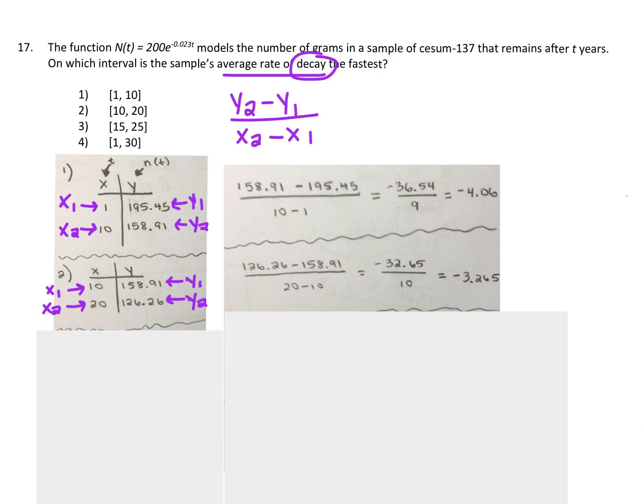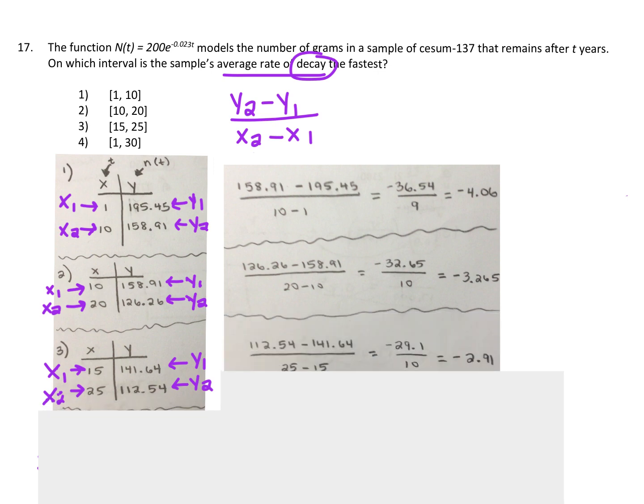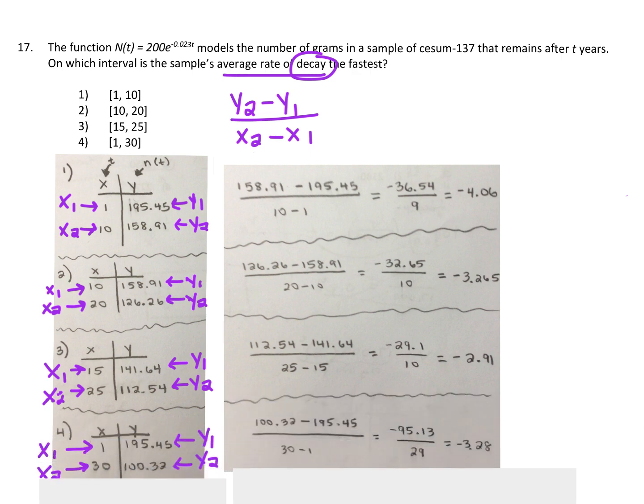So I'm just going to slide this down so we could see there's choice 3. And that's what happens when we plug it into the formula. And then there's choice 4. And this is what we get when we plug it into the formula. And we can clearly see this is the biggest negative number. So this is decaying at the fastest rate. So choice 1 would be our answer.